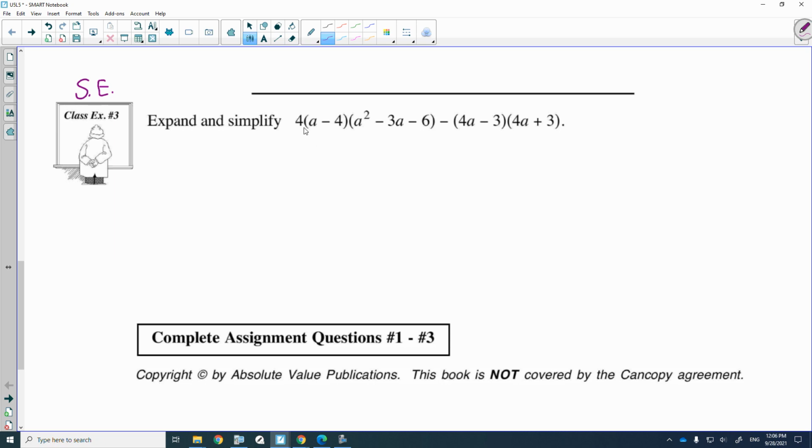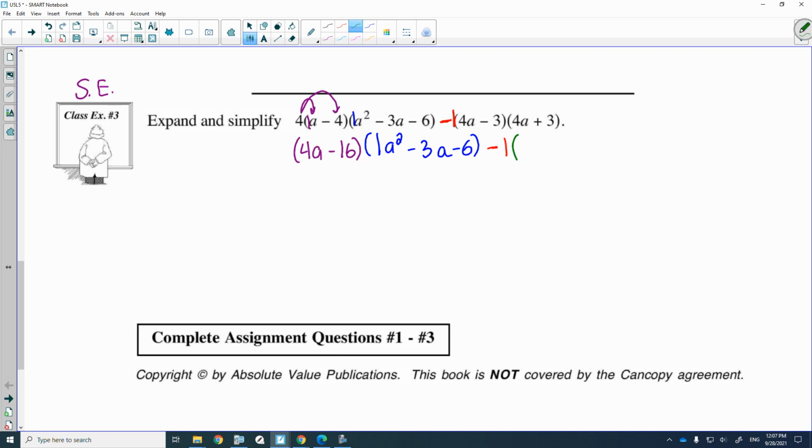Okay, let's look at this 4. Where do you want me to put the 4? First bracket. So that becomes 4a minus 16. Then my second bracket, I'm just going to put that invisible 1 there. So I'm going to have 1a squared minus 3a minus 6. This negative is really what? A minus 1.